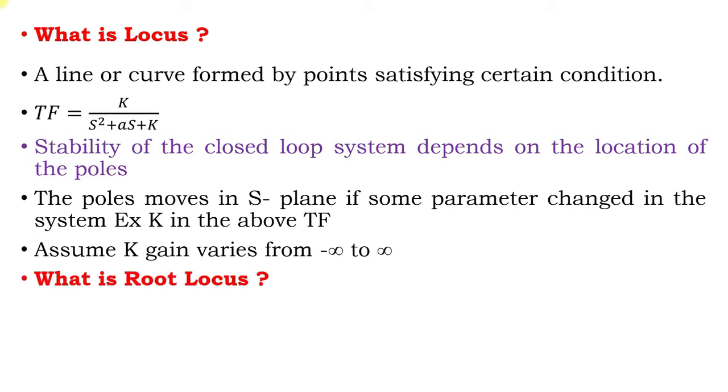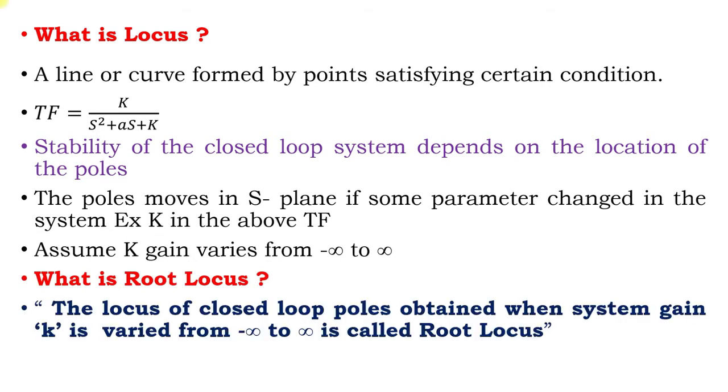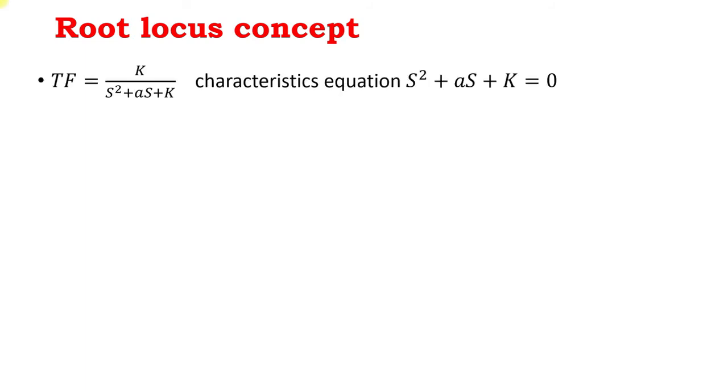So the root locus means the locus of the closed loop poles obtained when the system gain K is varied from minus infinity to plus infinity. Well, we'll understand this root locus concept very clearly by considering the same transfer function here.